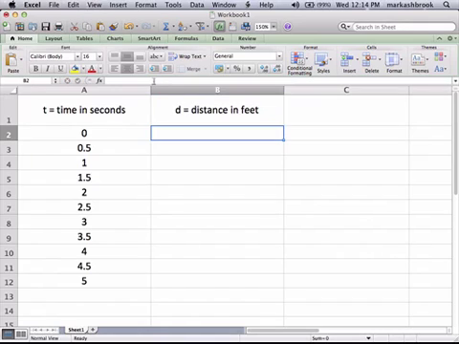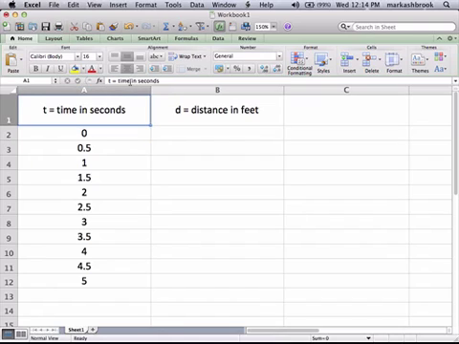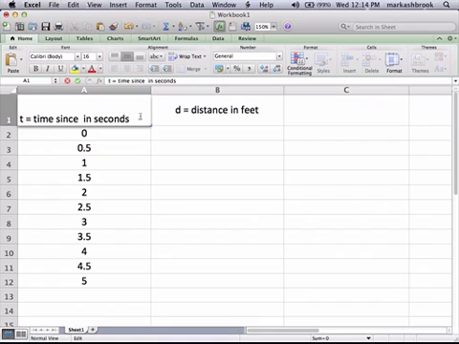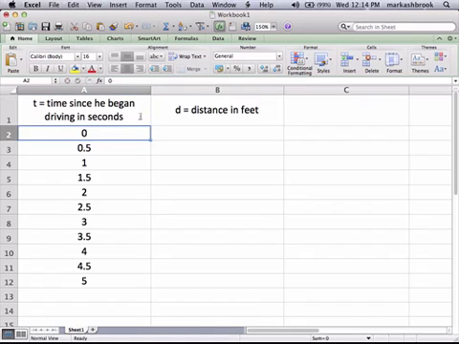This is the restaurant problem. Sorry, driving away from the restaurant. Did I define these well? Time in seconds, distance in feet. No, not at all. What time? What distance? We could name 5 different distances relative to the situation, so we want to make sure we know. What time is it? Time since what? Leaving the restaurant? I don't think so. Time since he began driving, because we're going to see in a second, he doesn't start at the restaurant. So this is time since he began driving in seconds.